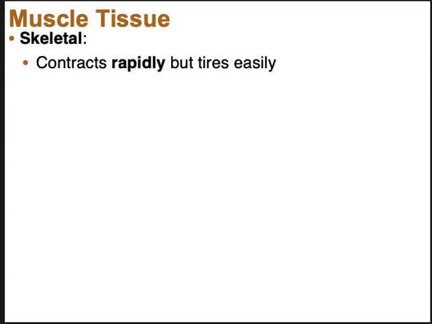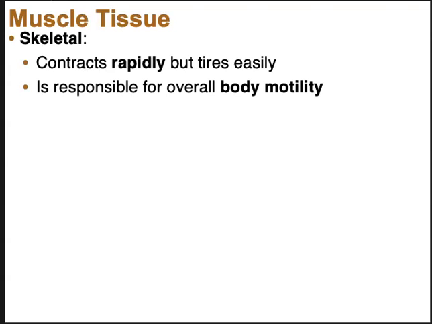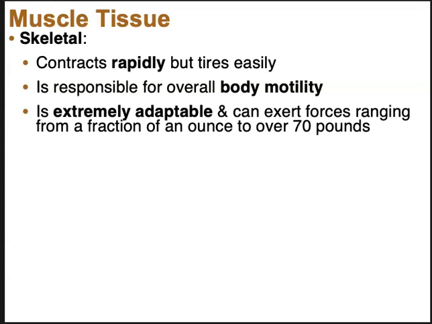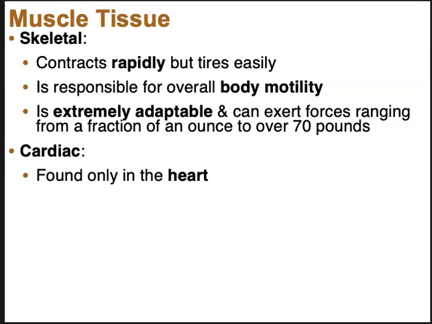So that's really a brief overview of the tissue, pointing out a couple of things that might be of interest as well. In terms of function, cardiac muscle contracts very rapidly compared to the other two, but on the flip side, it does tire out easier. And of course, it has extreme adaptability and it can exert forces ranging from a fraction of an ounce to over 70 pounds. I guess it depends on how strong you are.